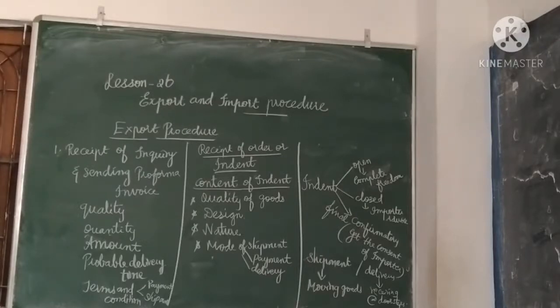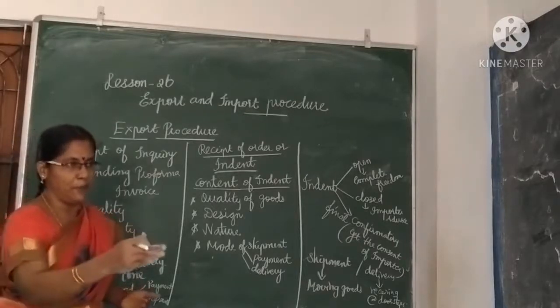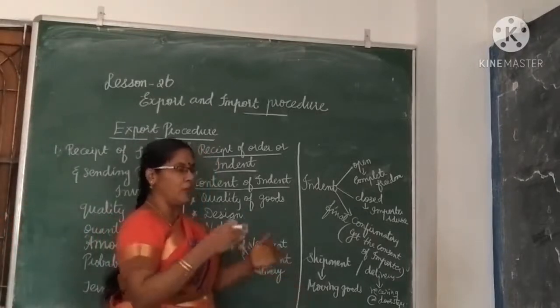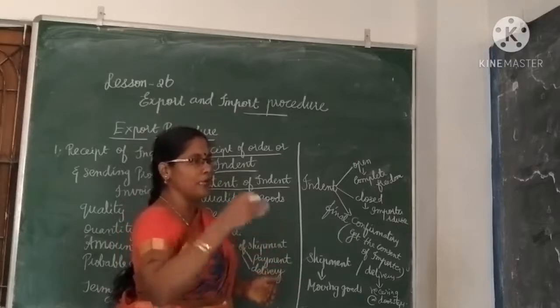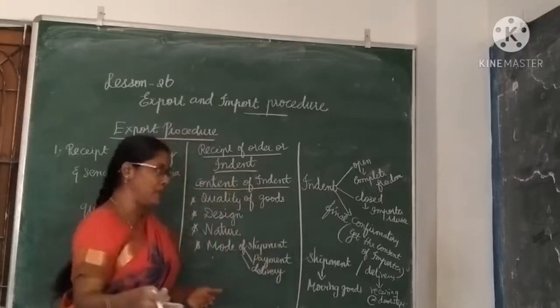So shipment, what is meant by that? Shipping is the date the product will leave the supplier's warehouse. That is called shipping. So when the product is moving from the supplier's warehouse, that is called shipping. Shipment means it is moving the goods from the supplier's warehouse.